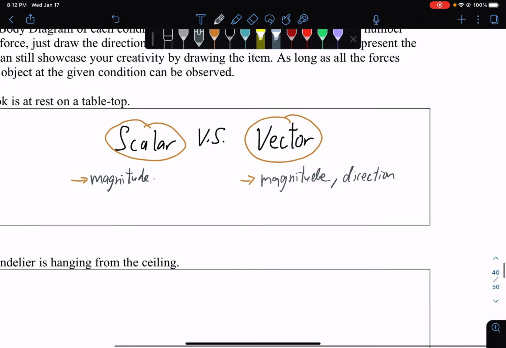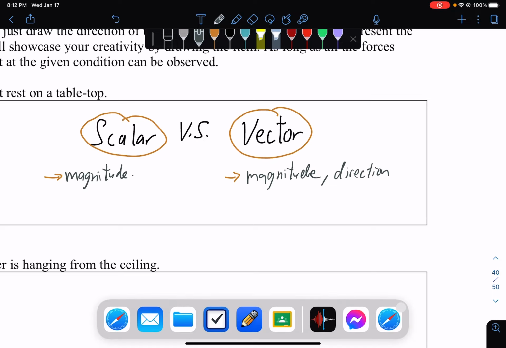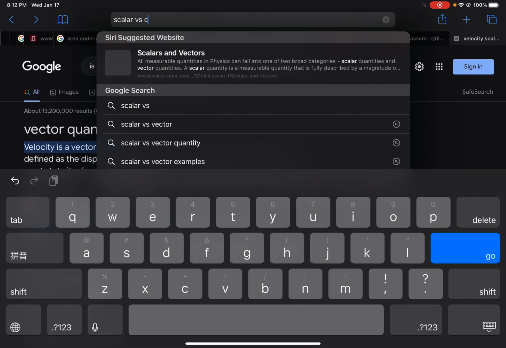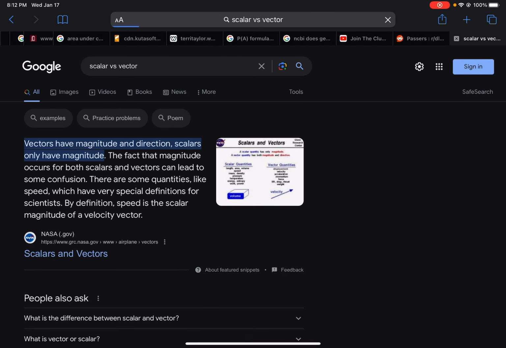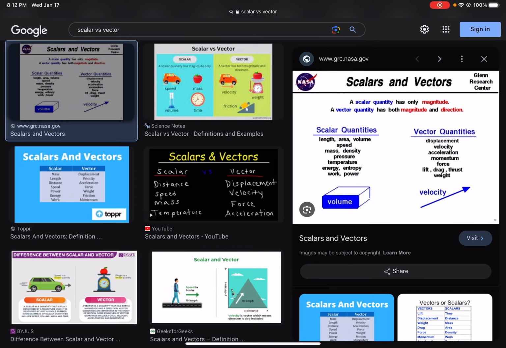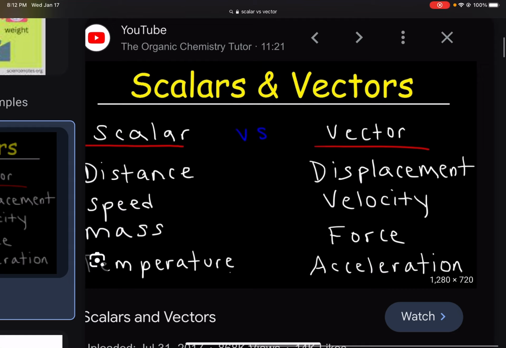So what are examples of vector quantities? Let me just show you. I know this source from NASA, scalar versus vector. Although it's not easy to digest in the first place, I suggest you base your memorization on this first. It's pretty easy to understand. This is from Organic Chemistry Tutor. So for vector, magnitudes with directions are basically displacement, velocity, force, and acceleration.